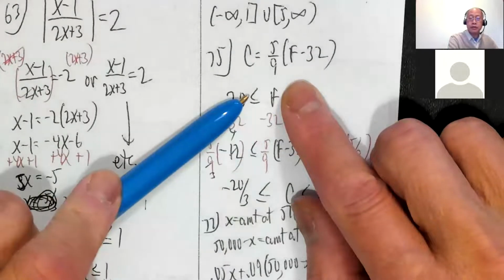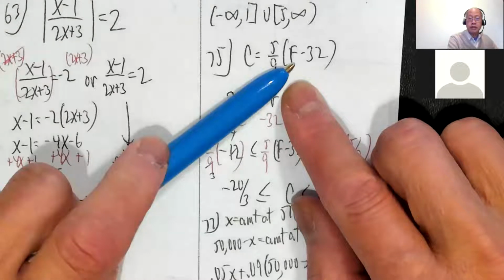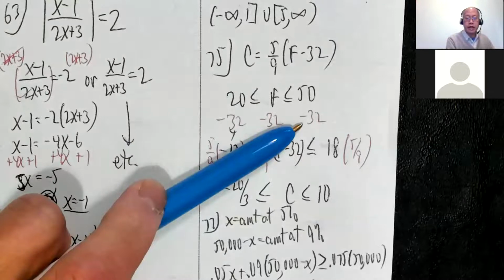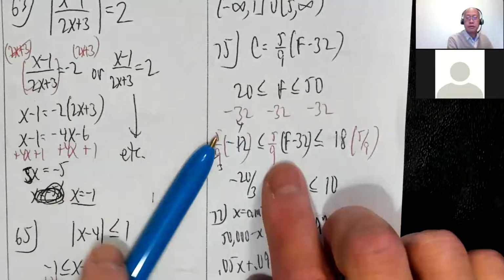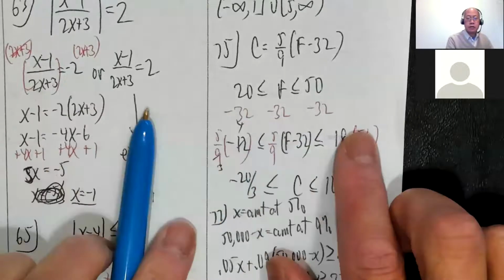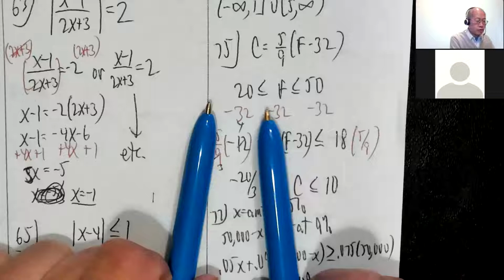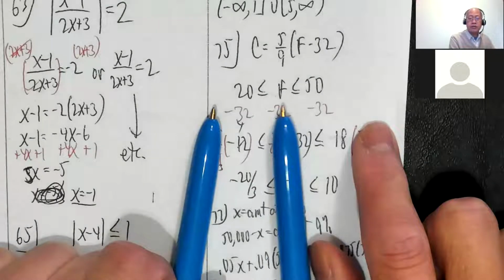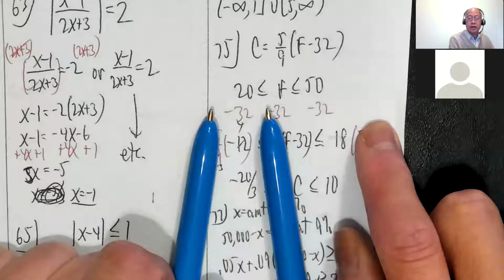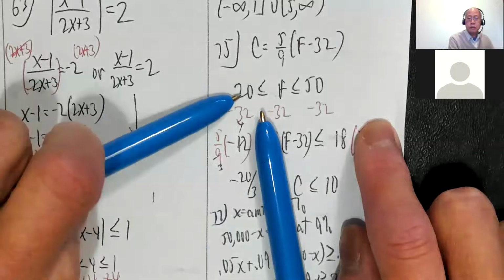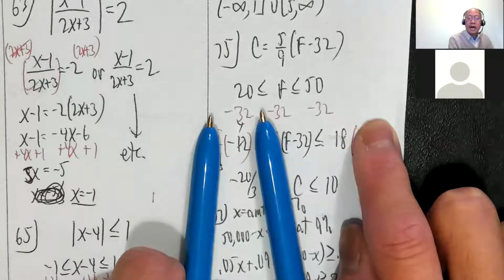So first I'm going to subtract 32. Okay, so minus 32, minus 32, minus 32. So 20 minus 32 is negative 12. The middle has F minus 32. And 50 minus 32 is 18. So if you ignore the 5/9 for the time being, it now looks like this. Negative 12 less than or equal to F minus 32 less than or equal to 18. So right here, I subtracted 32. And now I multiply all three of them by 5/9.